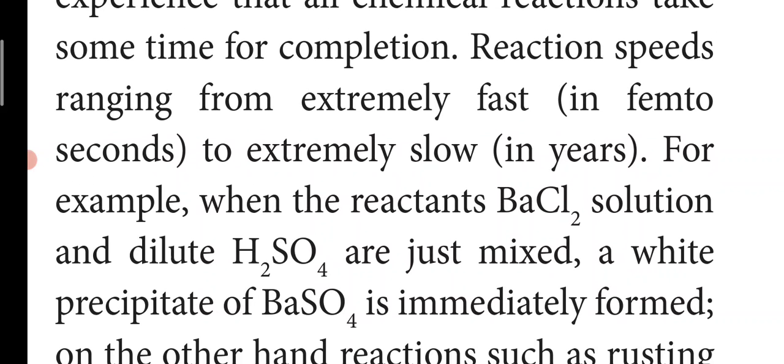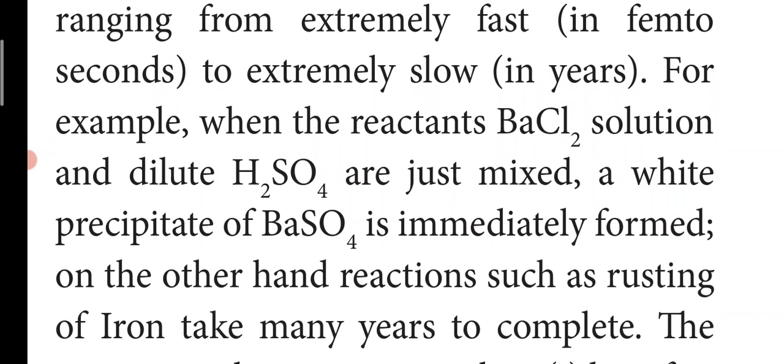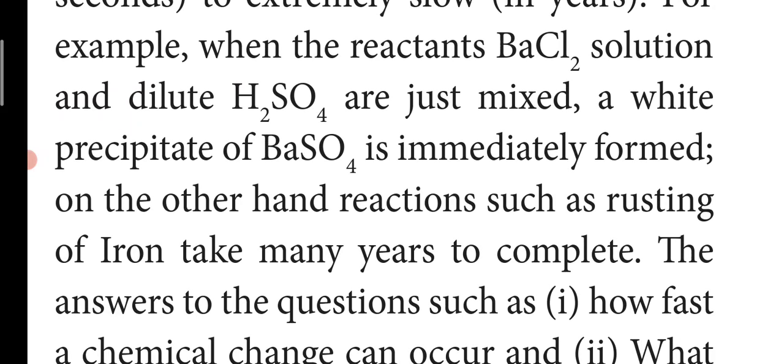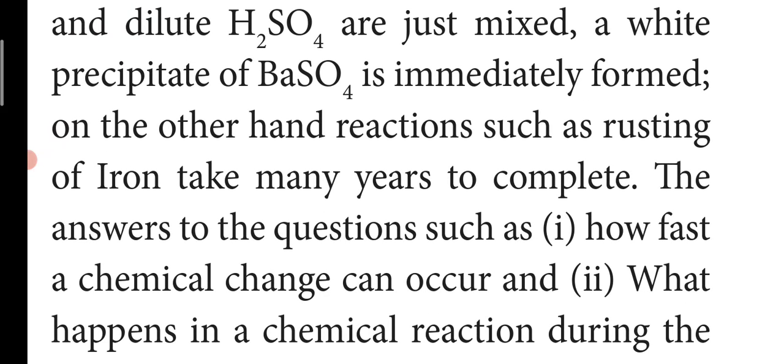So for example, when barium chloride solution is added to dilute sulfuric acid and they are just mixed together, we can see the precipitate formed immediately at the bottom of the test tube. The precipitate will be barium sulfate. On the other hand, the rusting of iron will take many years to complete.